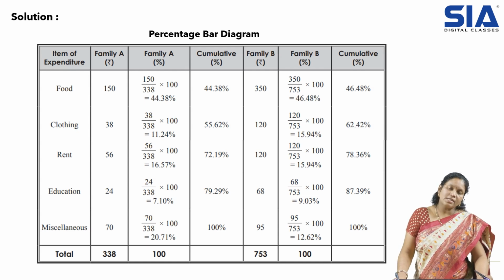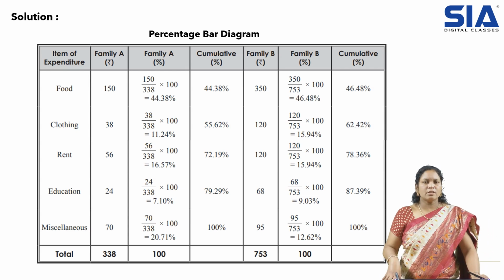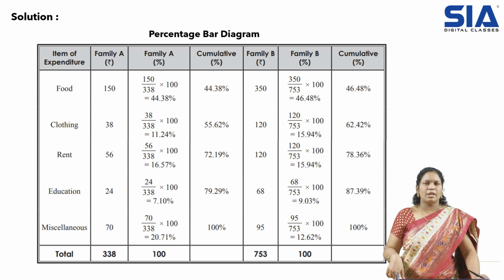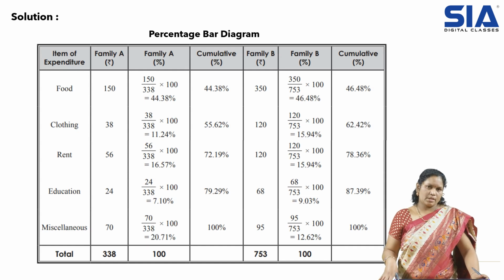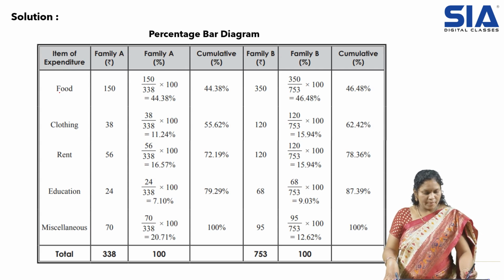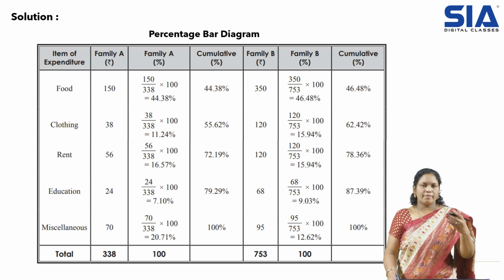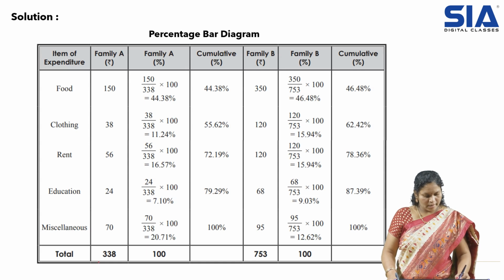So let us do percentages first. Without doing percentages we can't represent a percentage bar. We have to represent rectangular bars anyhow, but by using percentages. Now let us check how to do it. For family A, the first column is food, clothing, rent, copied as it is, and the second column is the given family A data. Now add up all the values, meaning whatever amount they spent on each good, and you get the total as 338.